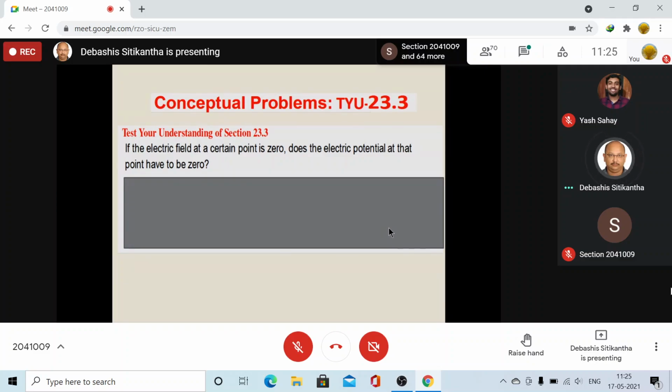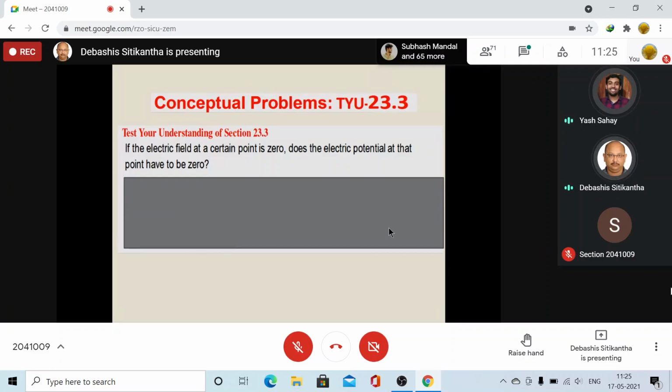Yes or no? Yes, sir. No, it is going to be no. The answer is going to be no. Okay. So if you are saying it is no, can you cite an example? Yes, sir. For example, at any point inside a solid conductor. Inside the solid conductor, the electric field is 0.